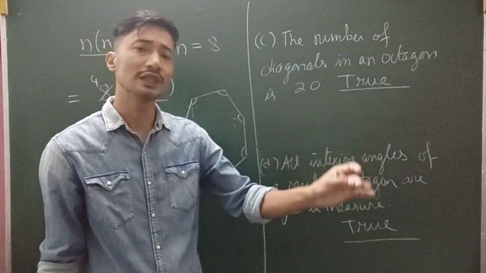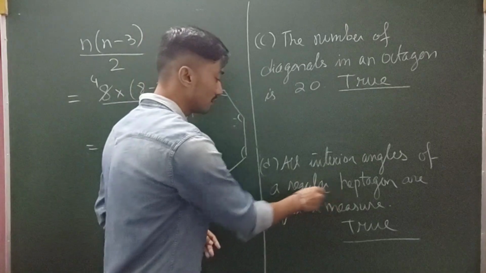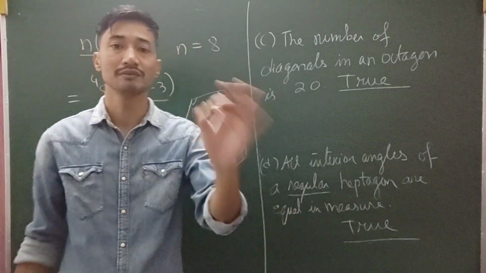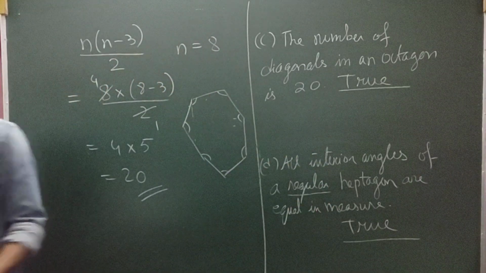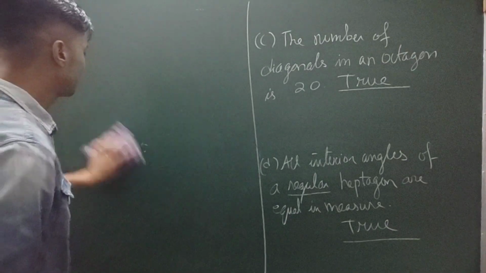Pentagon, octagon, nonagon, decagon, whatever be the polygon, as long as it is regular. Regular means all sides are same. So as long as all sides are same, yes, all the angles will be equal in measure. Got it? Chalo.